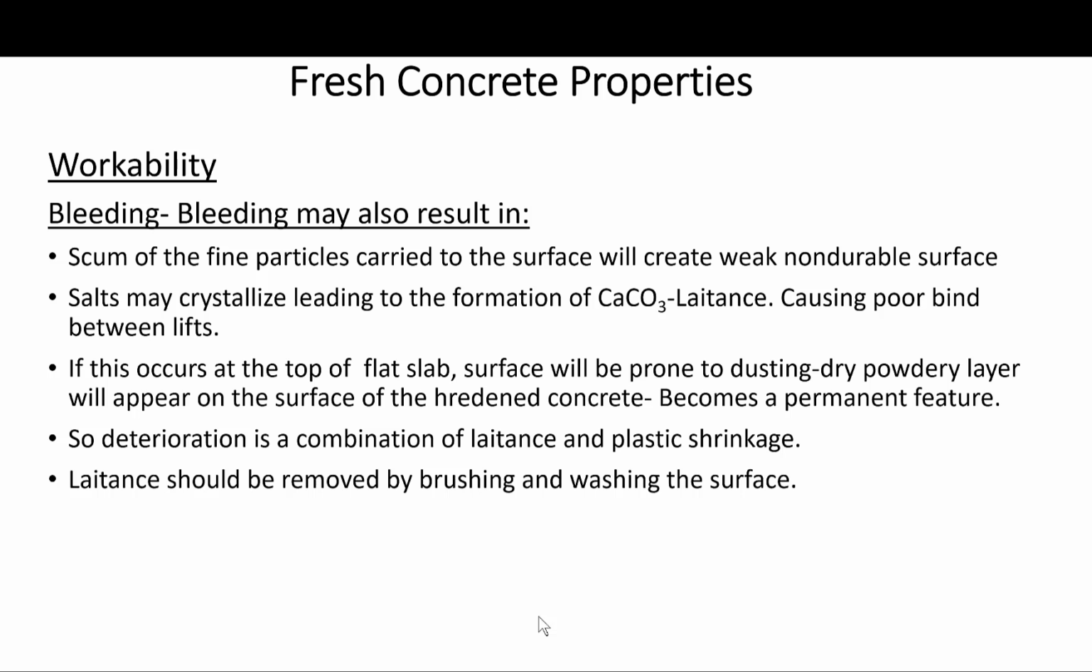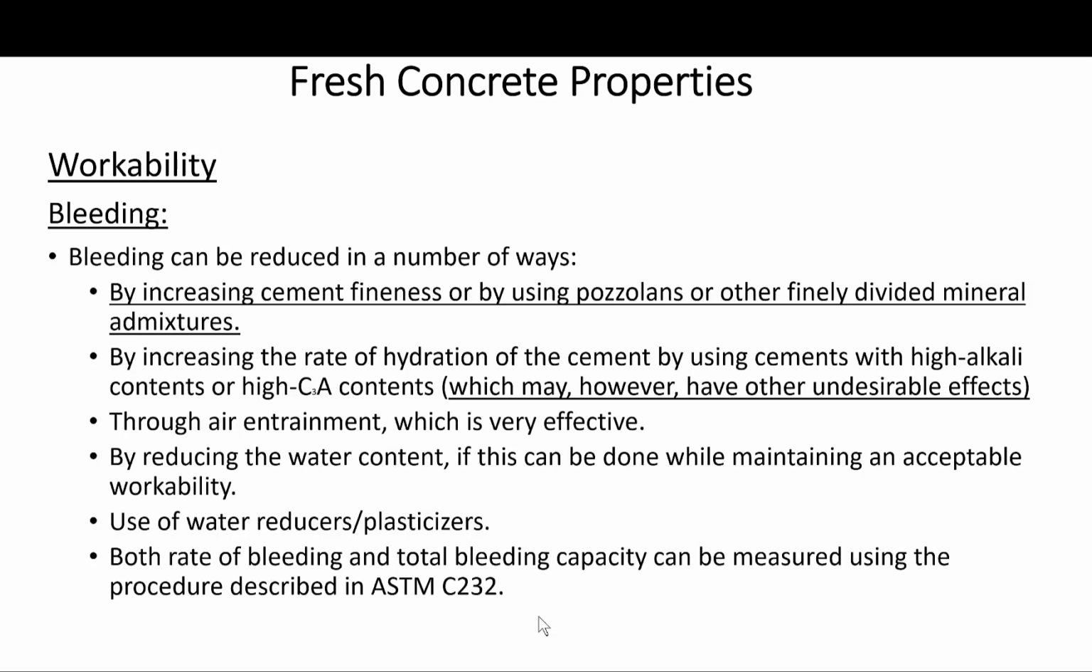And this will be a permanent feature of the concrete. So deterioration will be a combination of the latents and the plastic shrinkage. So latents should always be removed by brushing and washing the surface, okay? So how do we deal with bleeding?